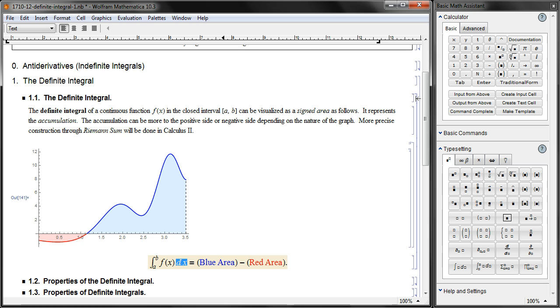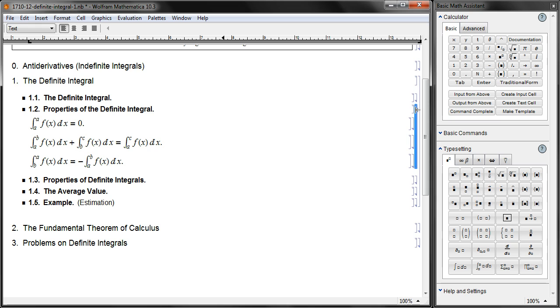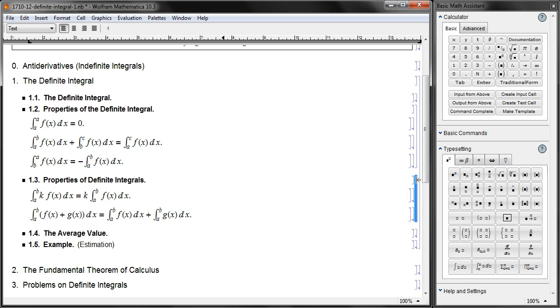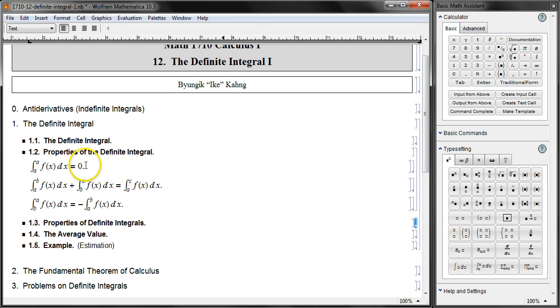Now that we talked about the meaning of the definite integral, let's talk about some of the properties. There are these 3 properties intrinsic to the definite integral, and then there are 2 more properties which are shared by both definite and indefinite integrals. These first. The integral from a to a of f of x dx is 0. No matter what function we have, if we start and end at the same point, the signed area is 0.